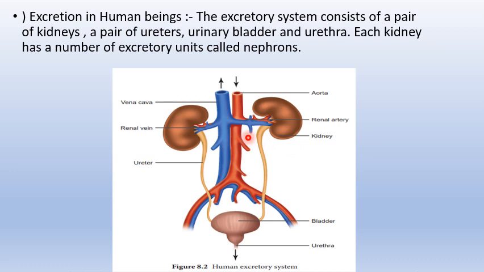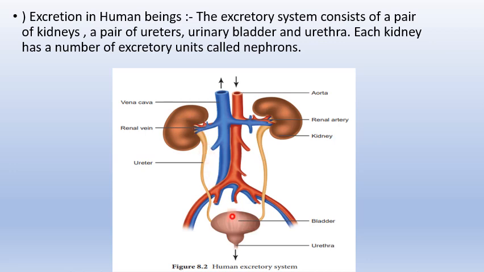The next part is the ureters. You can see these are a pair of ureters. These are thin muscular tubules called ureters that come out of each kidney. What is the function of this? They carry urine from the kidney to the urinary bladder. That is the major function of this.